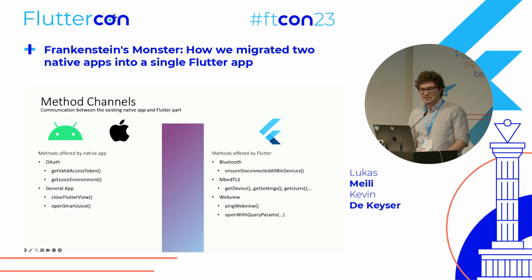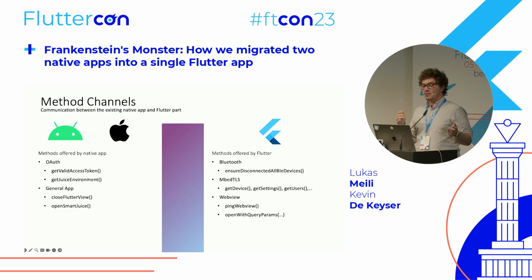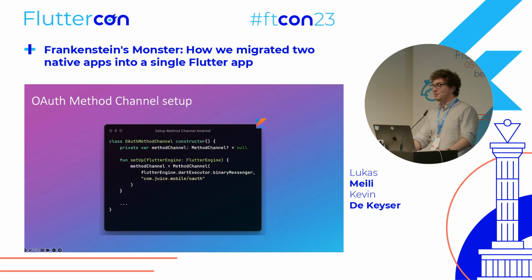So a bit more concrete in our case, we had, for example, the OAuth functionality, which was still in the native part of the application, which had to be called by Flutter. So we did that. However, we also migrated some features into Flutter, which were still required by the native platform. So we had effectively bidirectional communication. So let's have a look at how we do this. How do we set this up?